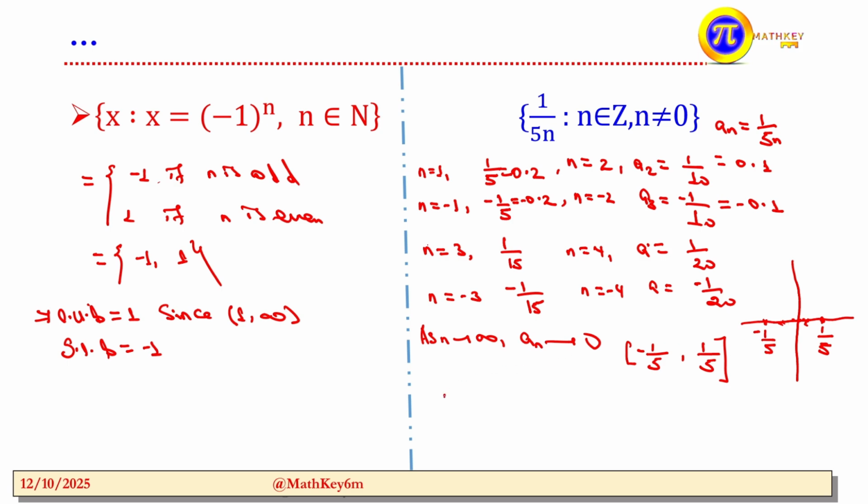Therefore, from this, what is the LUB for this set? The LUB is equal to 1 over 5, and it is an element of the given set. Similarly, the GLB is equal to negative 1 over 5. Still, it is an element of the given set. So we can find the greatest lower bound as well as the least upper bound of a given set like this. In this way we solve other problems.